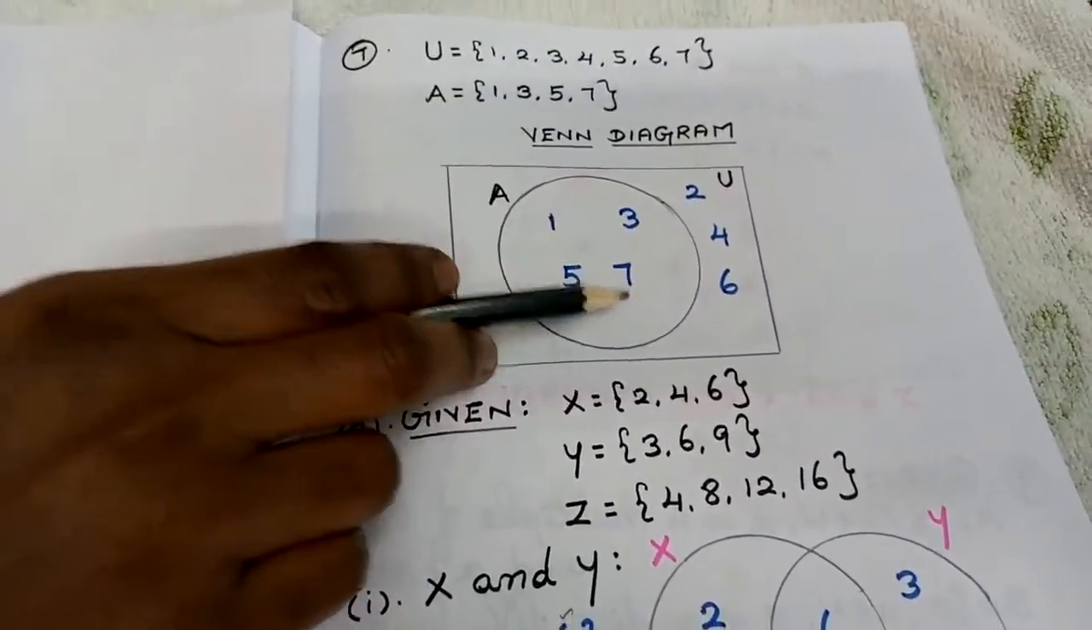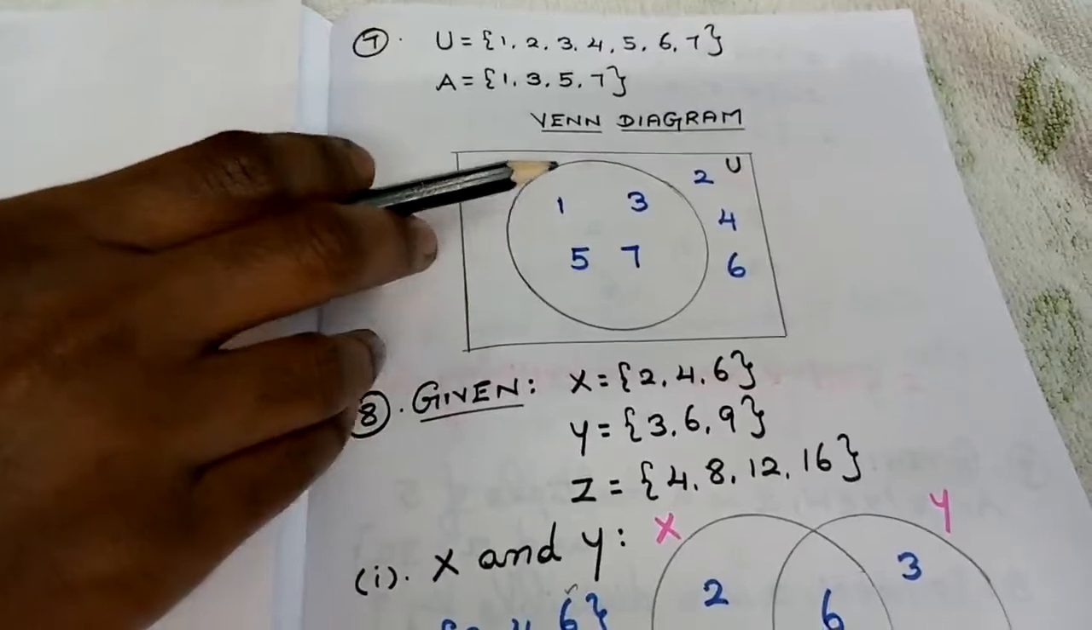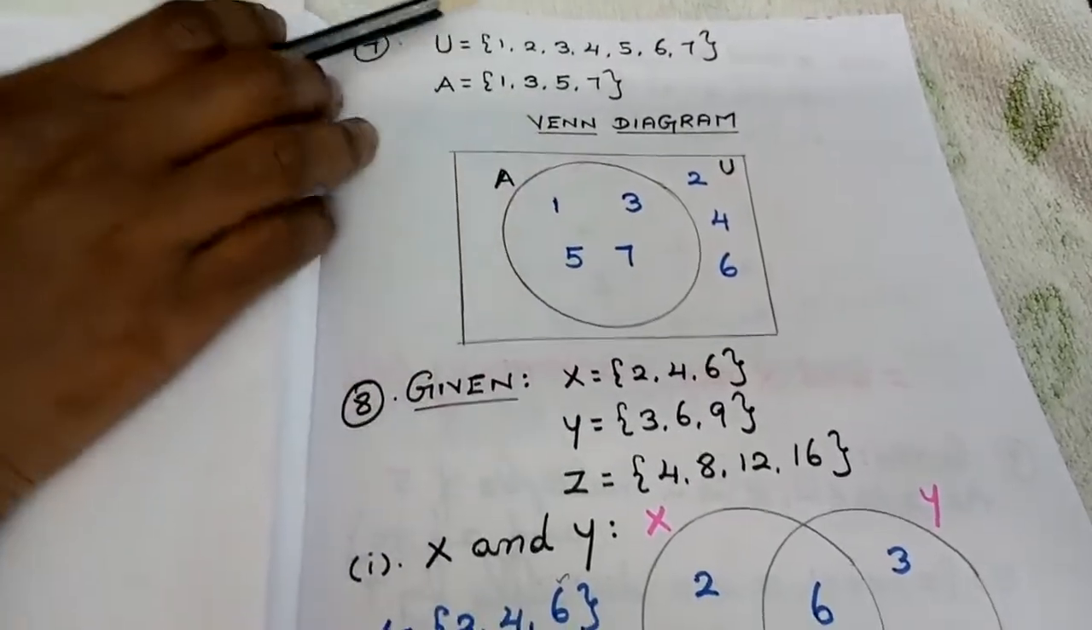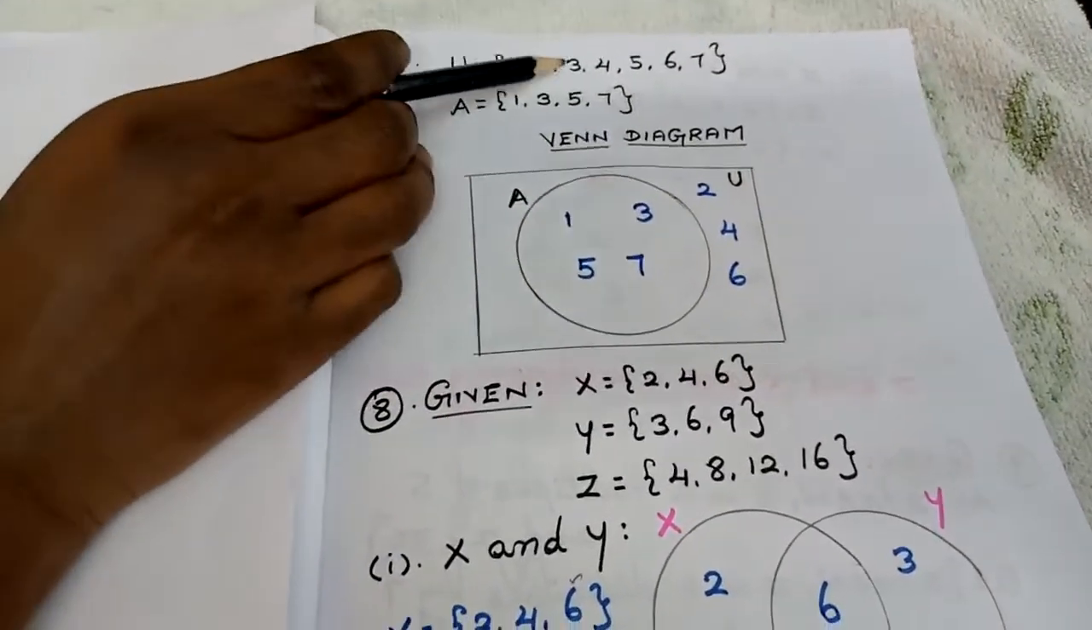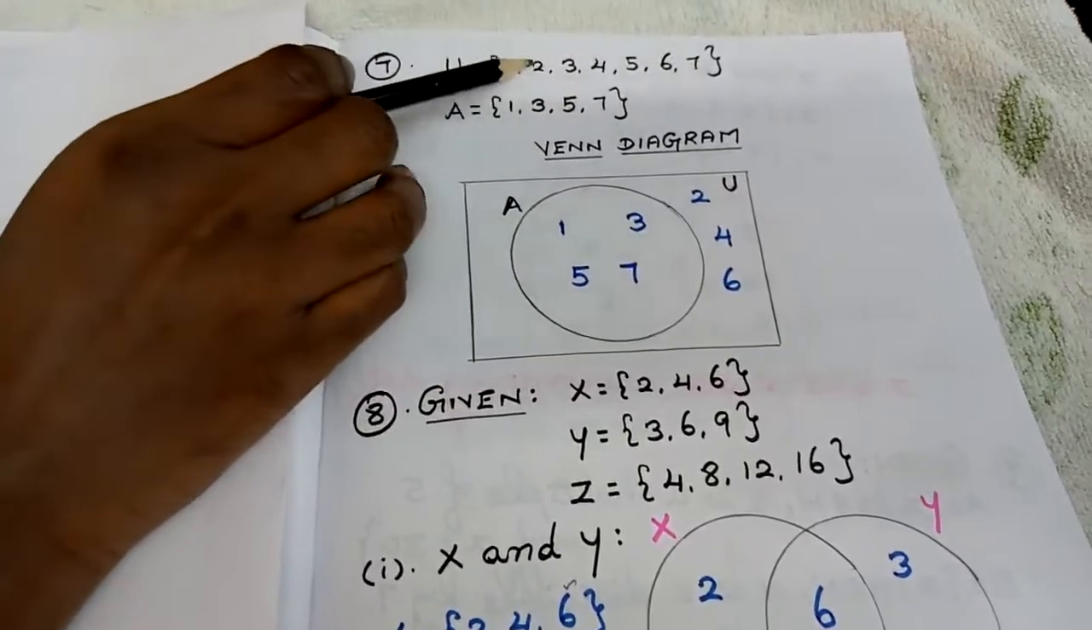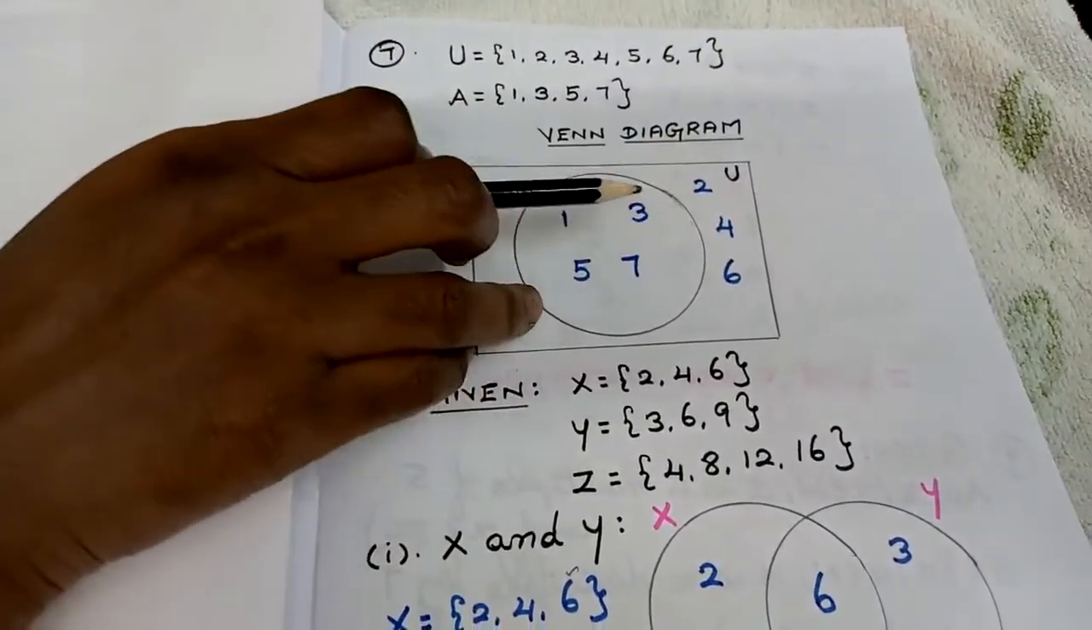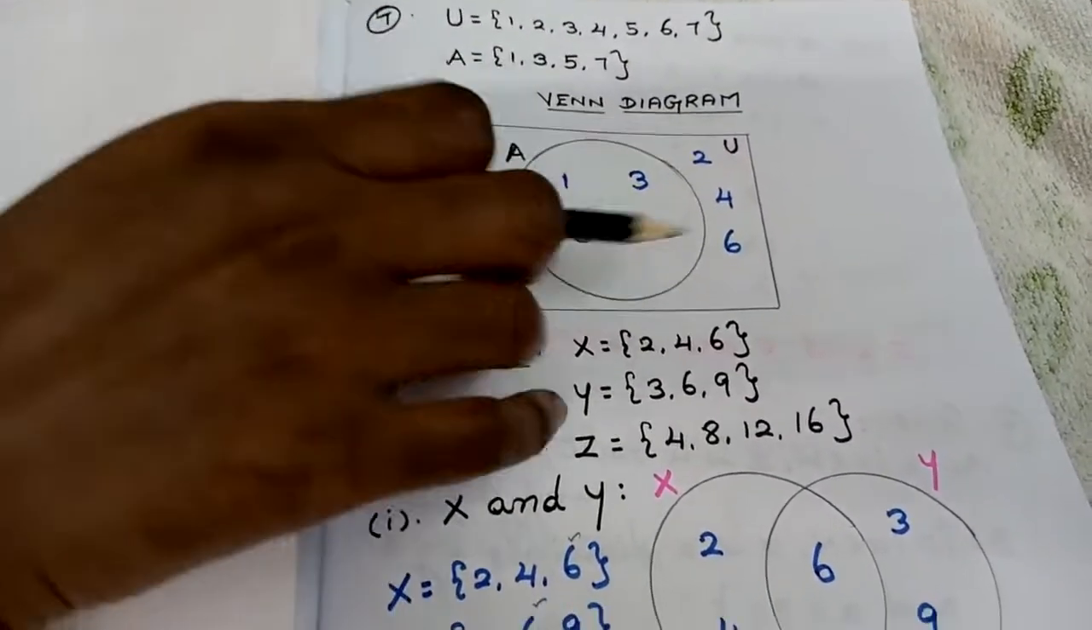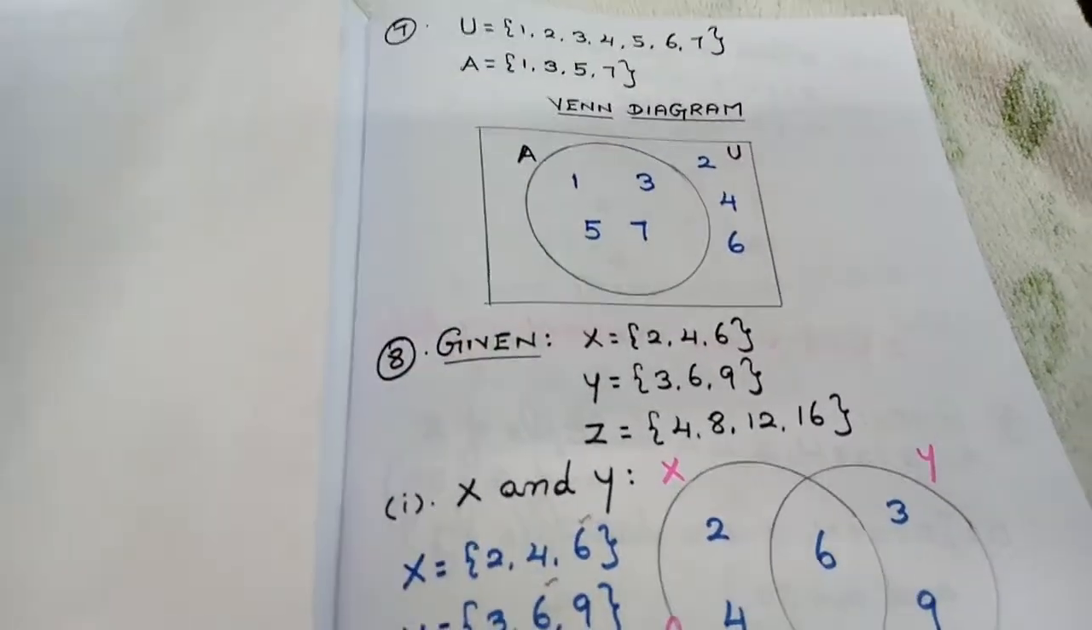1, 3, 5, 7 I will be writing inside. And if you see the remaining, except 1, 3, 5, 7, the remaining 2, 4, 6 I will be writing outside anywhere in that square area. So that is the idea.